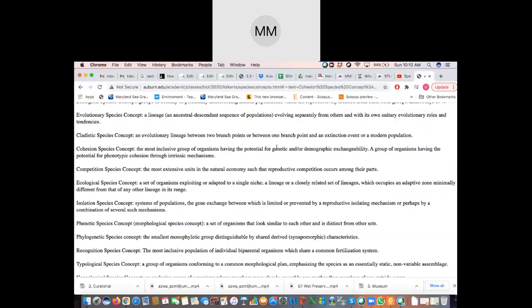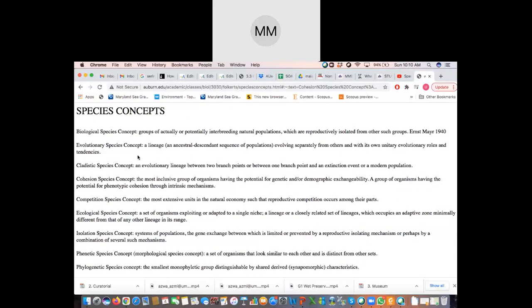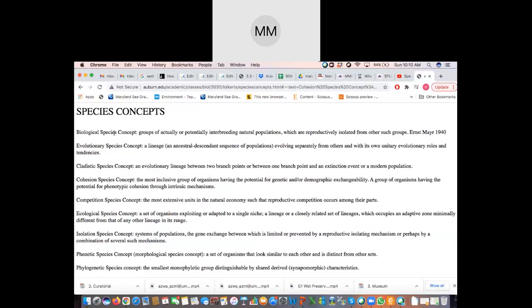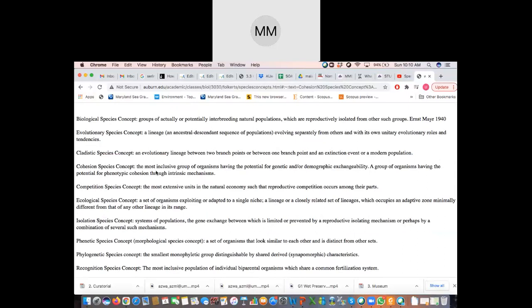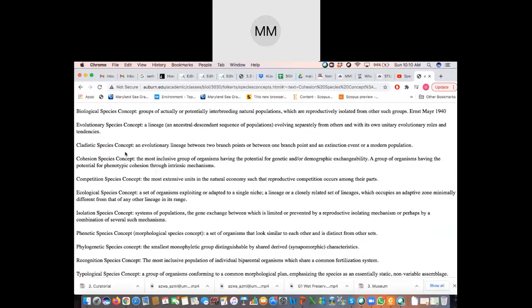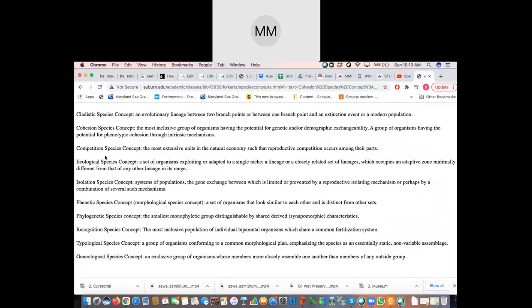So you can actually go to this website. It's just for your understanding of what different species concepts are out there, and you can go to different sites. But the one that we're most familiar with is the biological species concept. Please bear in mind, whenever you're talking about different topics, please be aware of what the evolutionary species concept is, cladistics, cohesion, competition, ecological, isolation, phenetic, phylogenetics, recognition species concept, typological, and also genealogical. There are different definitions out there.